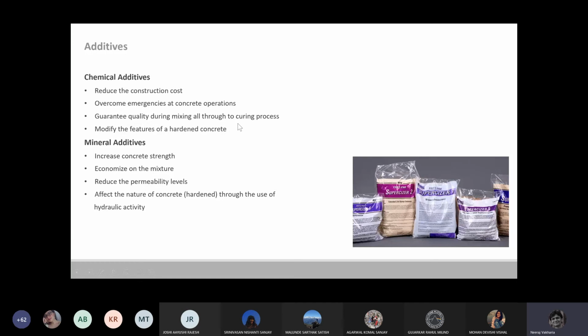Guarantee quality during mixing all through to the curing process. So again, to control properties during mixing, which can lead to a proper curing process. Modify the features of hardened concrete. Sometimes if the concrete is hardened before pouring itself, we can change it by adding these chemical additives. Then there are mineral additives, which increase the concrete strength, economize on the mixture by using minerals instead of chemicals, and reduce the permeability levels, affecting the nature of concrete through the use of hydraulic activities.